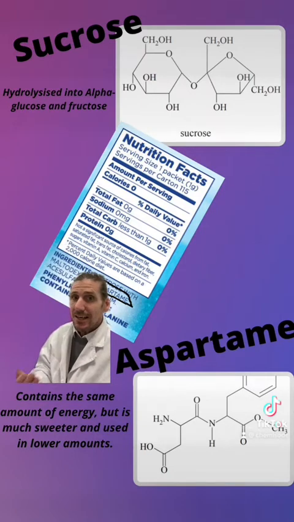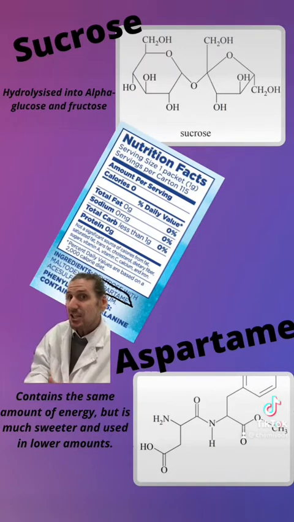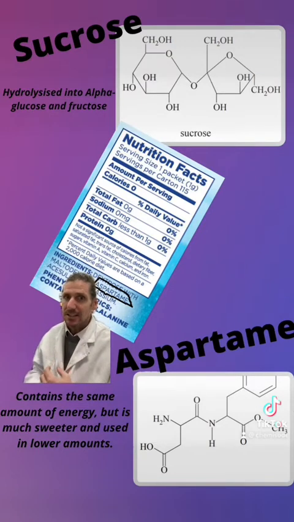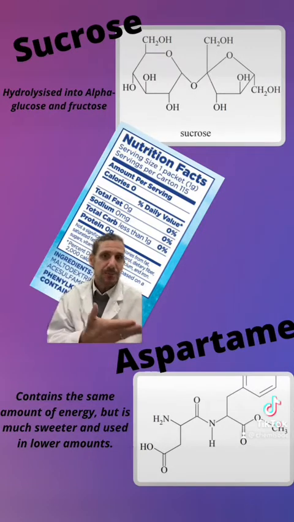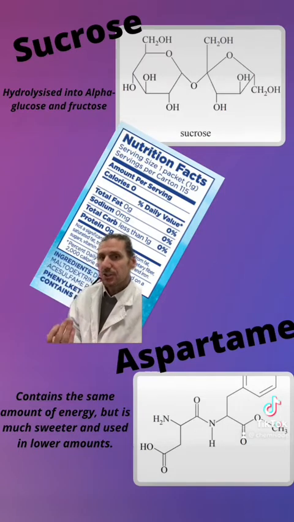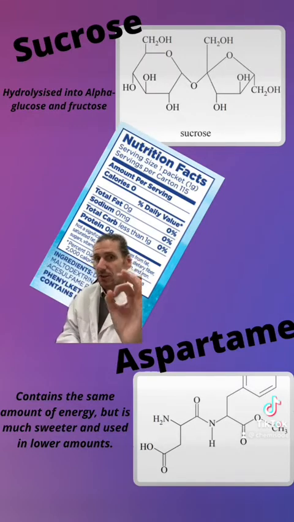The interesting thing here is aspartame contains relatively the same amount of energy as sucrose, but because it's 200 times sweeter, we need to use so much less, so therefore we ingest fewer calories by using aspartame. The other interesting feature about aspartame is that when it is hydrolyzed and broken down, it doesn't produce any glucose molecules, so it has a GI value of essentially 0.